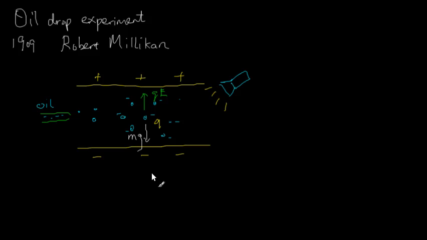And the idea behind this oil drop experiment is that we would need to adjust the voltage between the two plates, and thereby adjust the electric field strength, until the electric force just balances the weight. So that if we look at the droplet, it would become at rest. It would just hang there, suspended in mid-air.